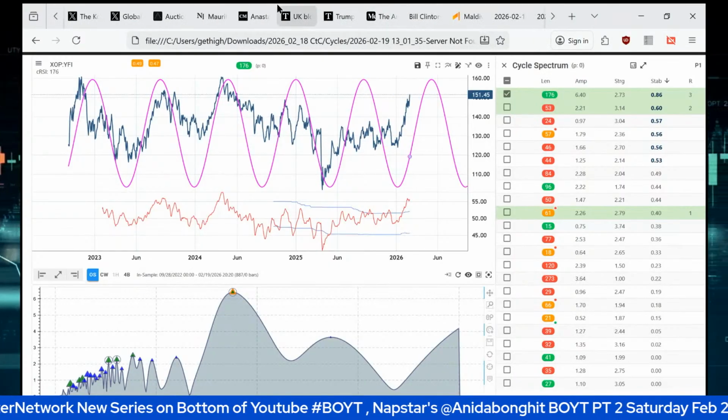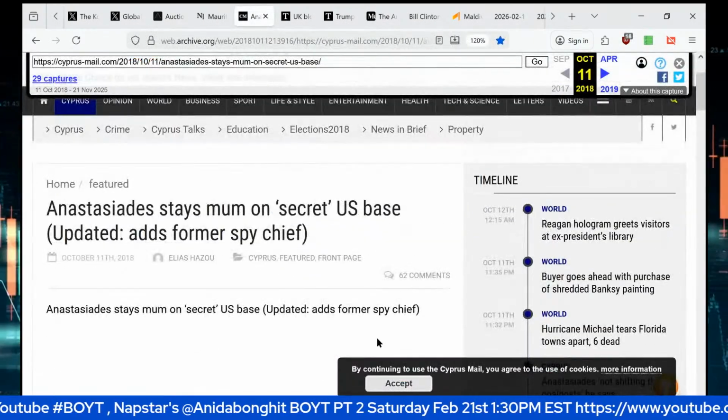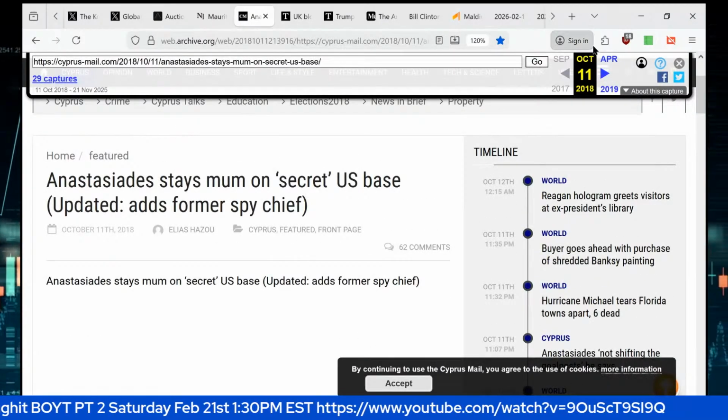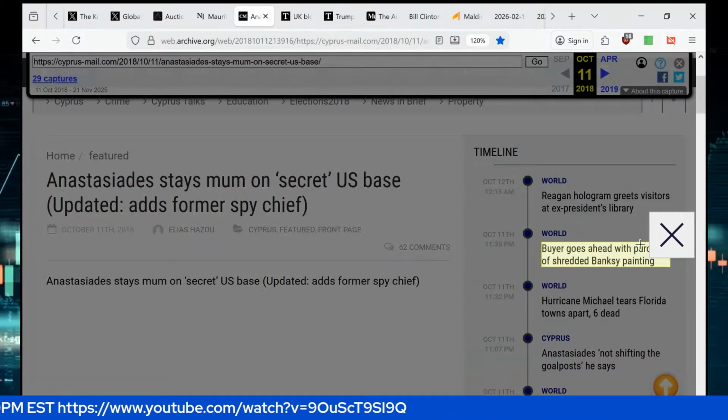Let's see. So this is an old article, archived a long time ago. Okay, let me get rid of this thing here. This is annoying. Goodbye.